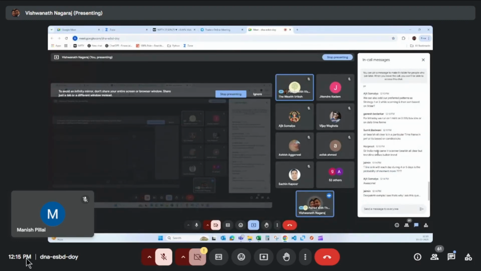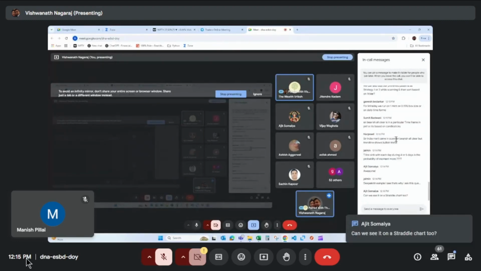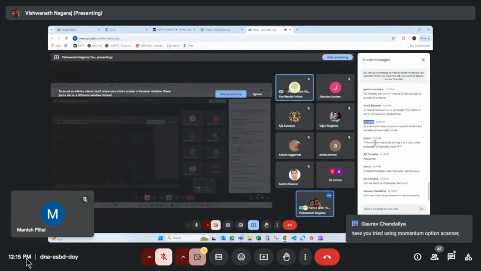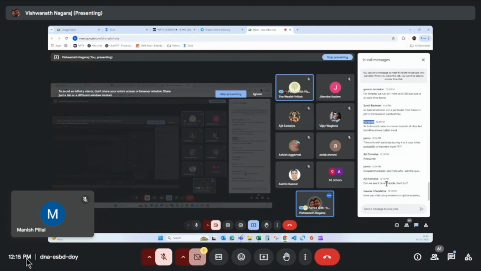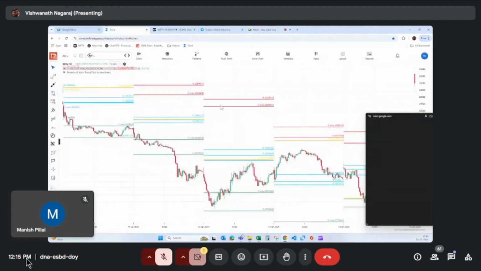Time frame candlesticks. I saw, sir, India Mart came in scanner bearish all clear, but trend line shows bullish trend. Ignore it, sir. Just do your manual check. Sometimes scanners don't come. Have you tried using momentum option scanner? Yes, I have. I most certainly have. That is there. Can we see it on a straddle chart too? Of course, you can see it on a straddle chart too. I think why not? That's a good question.